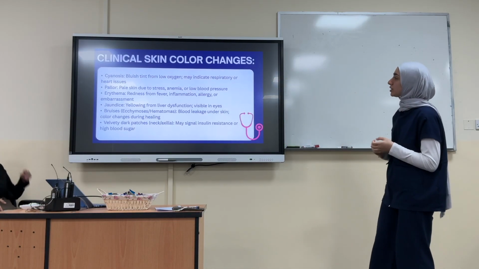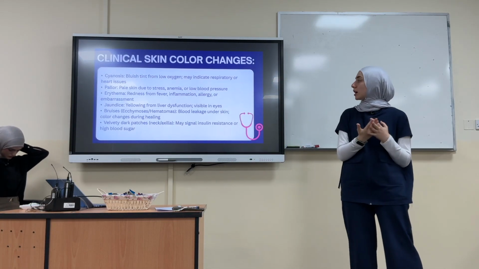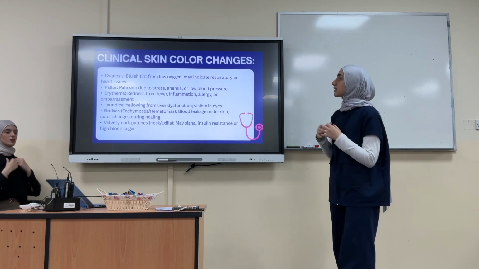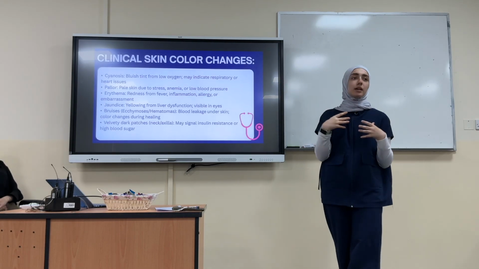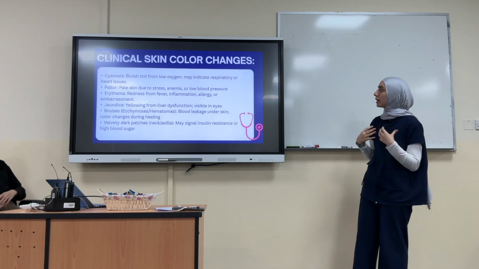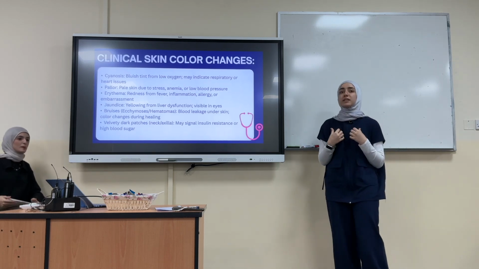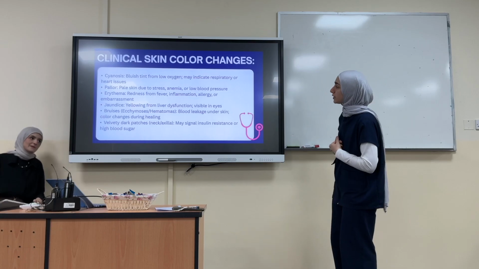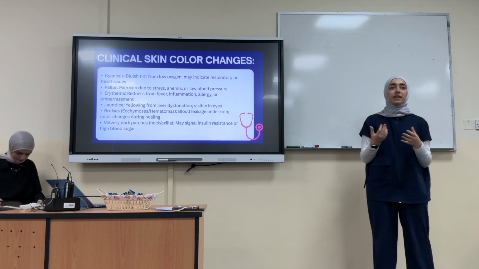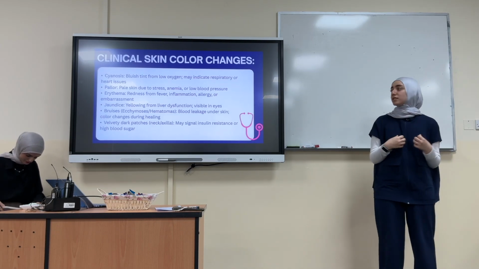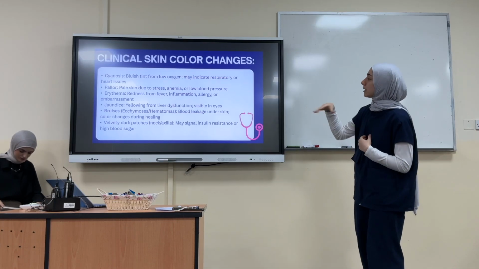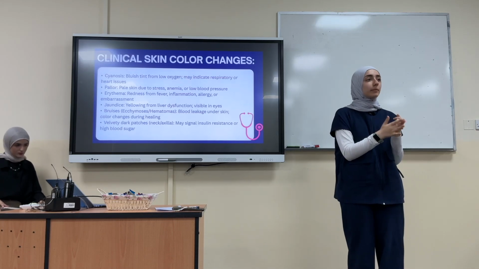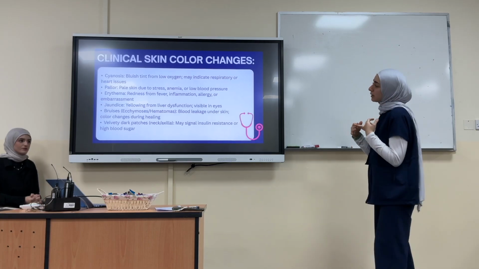Clinical skin color changes. We have cyanosis, pallor, we have bruises, and so on. Cyanosis is basically the bluish tint. Okay, and this usually indicates an underlying respiratory or cardiovascular issue. Pallor is usually due to anemia, due to low BP, and so on. And erythema usually indicates allergy, inflammation, can be due to fever.